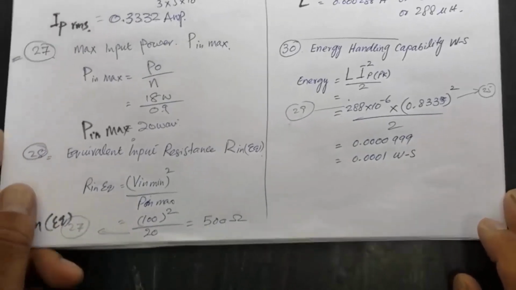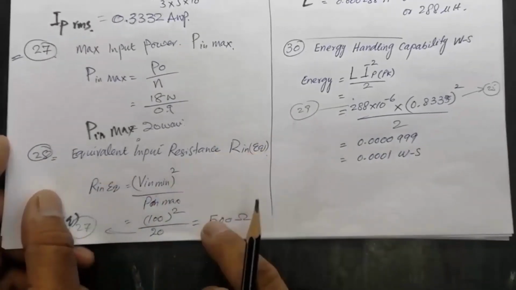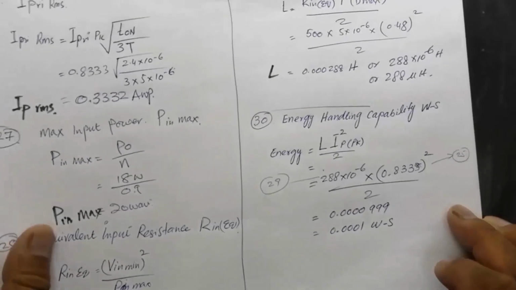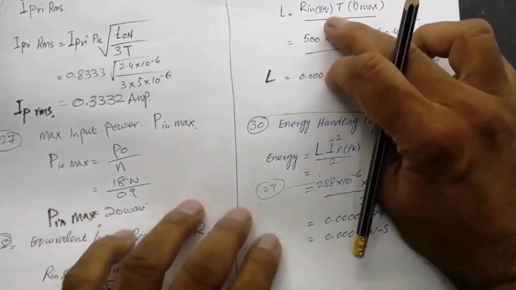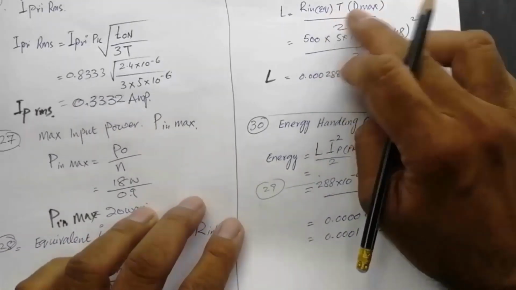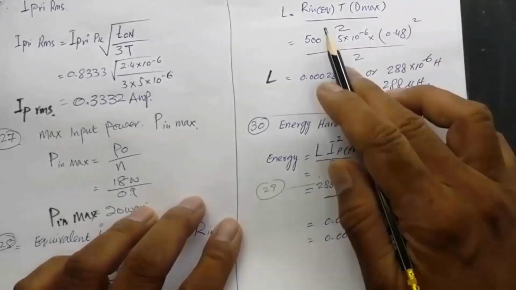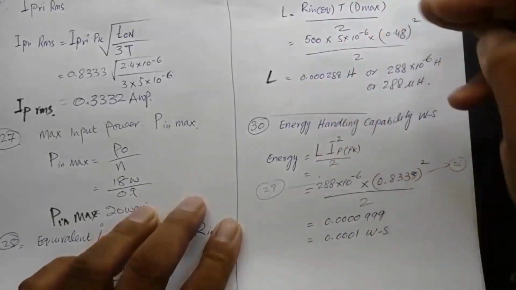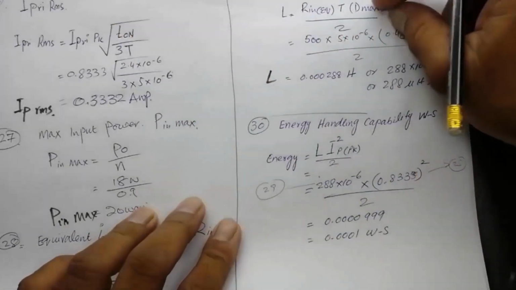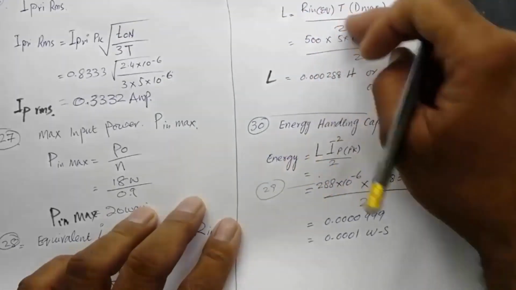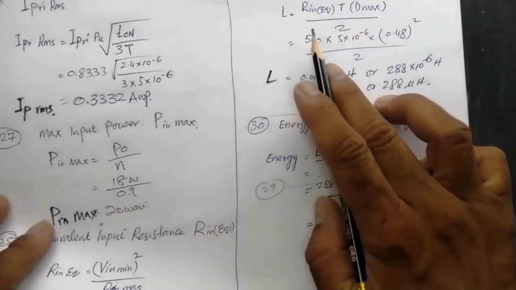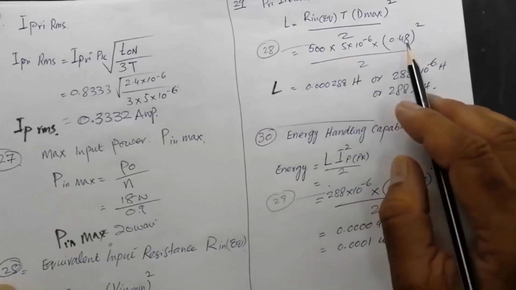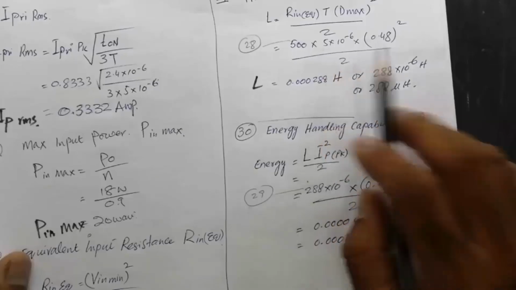So the equivalent input resistance of the winding is 500 ohm. Now we can calculate the inductor value using input resistance times D maximum divided by 2. There are other formulas, but in this technique we will determine the inductor value like this: 500, that is from step number 28, times 5 microsecond, times 48%, divided by 2.